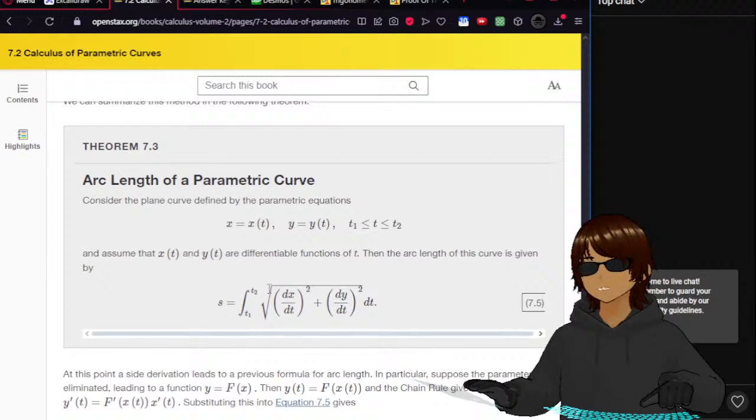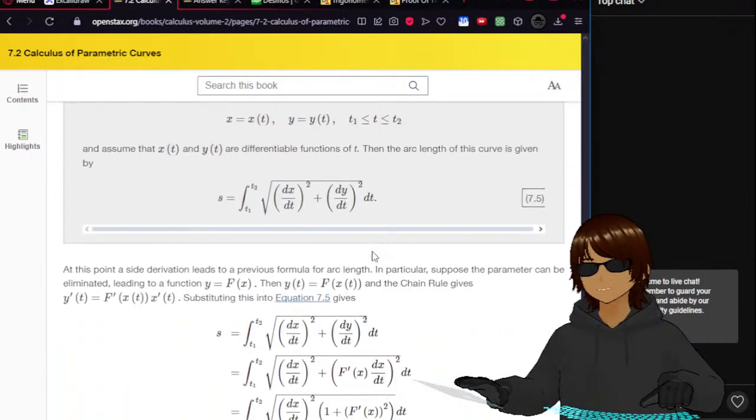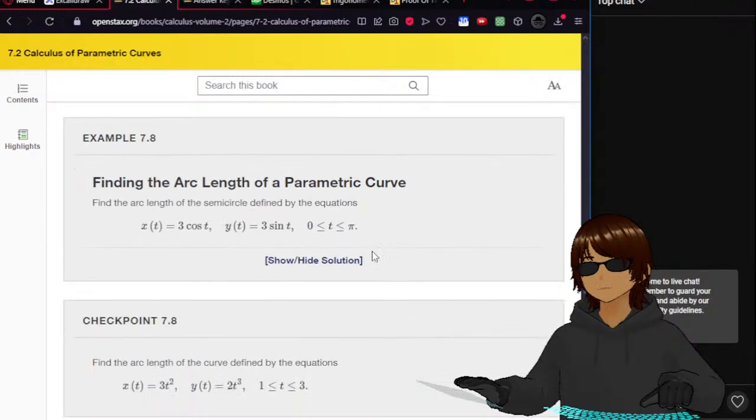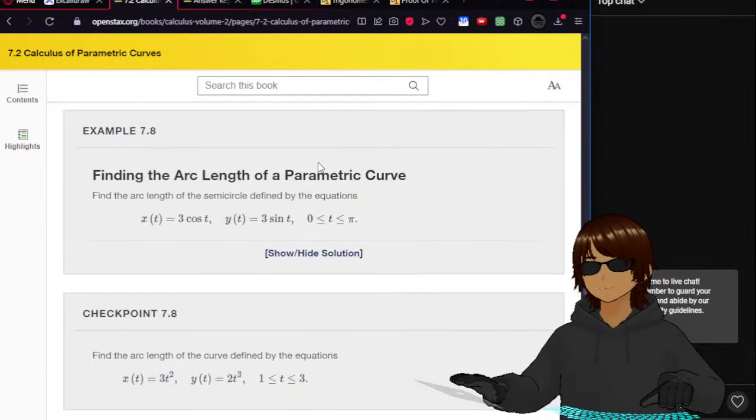From t1 to t2, the square root of dx, derivative of x with respect to t, plus derivative of y with respect to t, dt. Finding the arc length of a parametric curve.